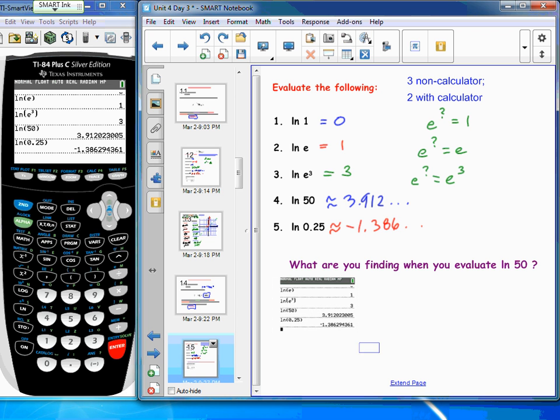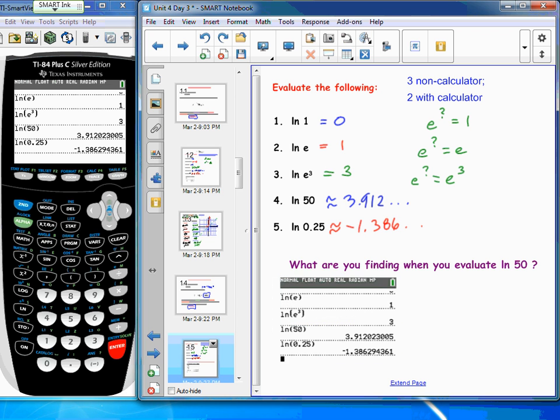So what are you finding when you evaluate ln of 50, right? What is our calculator telling us? What is that 3.912? So what are we finding when we evaluate ln of 50? Margot? So like the exponent you need to get 50. Absolutely, right? The exponent that we need to raise e to get to 50. So 2.718 to the what exponent equals 50, right?